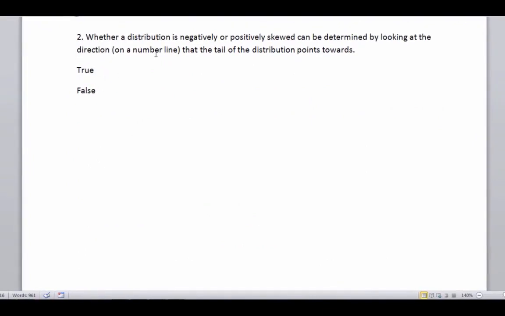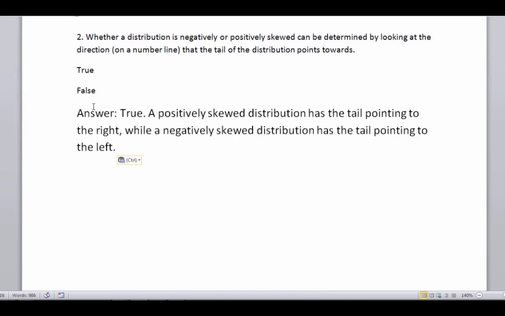Okay, number two, whether a distribution is negatively or positively skewed can be determined by looking at the direction on a number line that the tail of the distribution points towards. And that is true. A positively skewed distribution has the tail pointing to the right, while a negatively skewed distribution has the tail pointing to the left. So if we look at the tail of any skewed distribution, we can automatically tell if it's positively or negatively skewed by the direction in which the tail points.